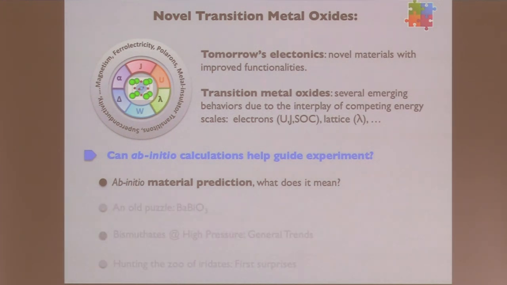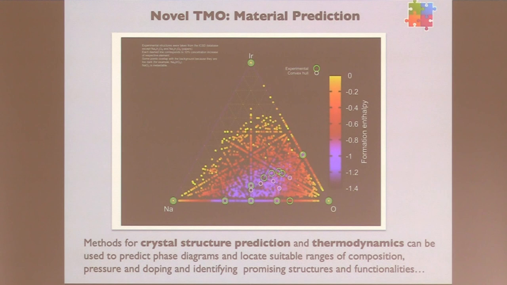So let's start from ab initio material prediction. This is actually from the last part of my talk, an example of what we did for the iridate. You can read here, this is sodium, iridium, oxygen. What we are trying to do here is to predict on a computer what would happen if you take this system and mix these three elements, and look at which phases would form in this case.